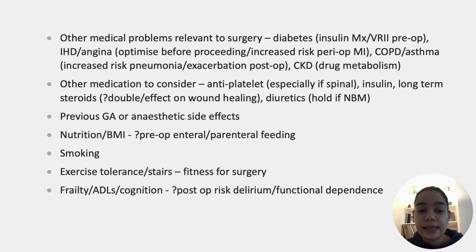So we also want to elicit whether the patient's got any other medical problems relevant to surgery. So are they diabetic? If they're on insulin, how are we going to manage their sugar control around surgery? For example, if the patient's nil by mouth, you want to put them on a variable rate insulin infusion or a sliding scale preoperatively. Does the patient have a history of ischaemic heart disease or angina? Is there something that we can do to optimise it before proceeding to surgery, such as an angio? And do they have an increased risk of a perioperative MI?